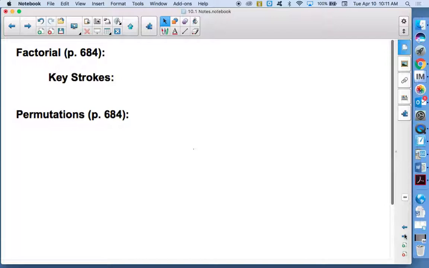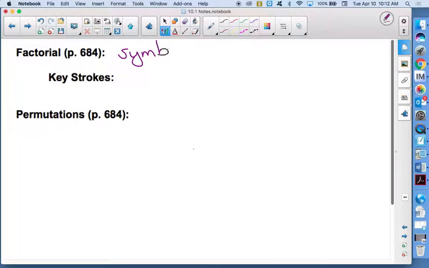And also a factorial. Does anybody know what a factorial looks like? So it's a symbol. Tyler? Is it an exclamation point? It is an exclamation point. So this symbol, what you know as an exclamation point, you're exclaiming something in English. Tyler, do you know what it does in math?